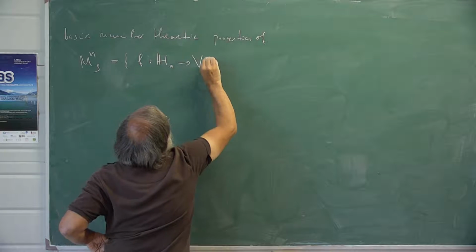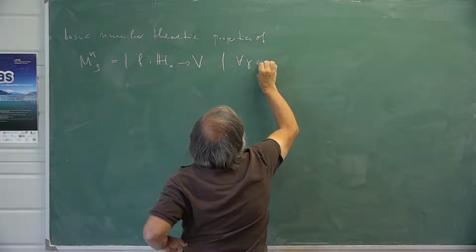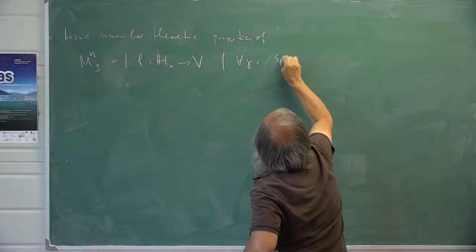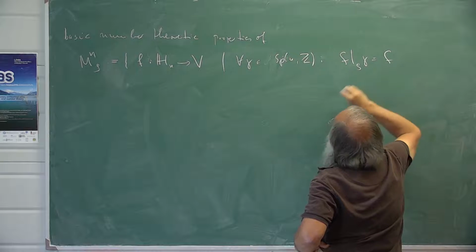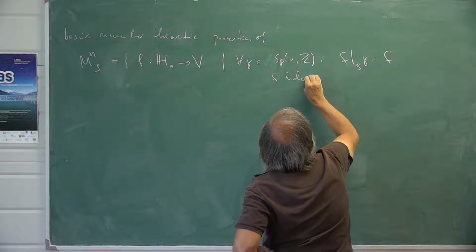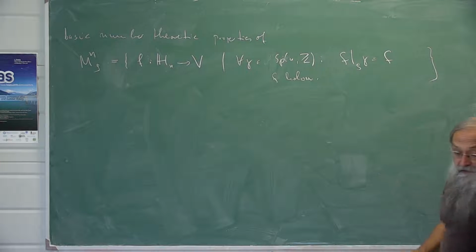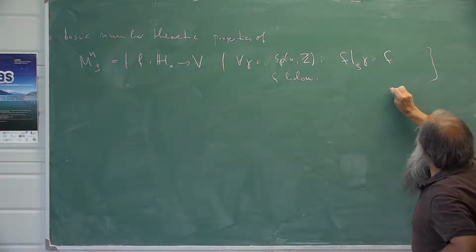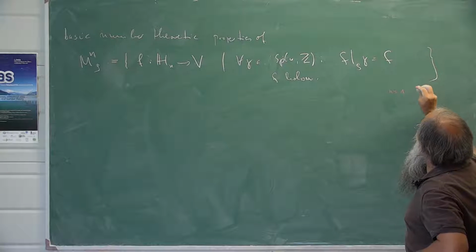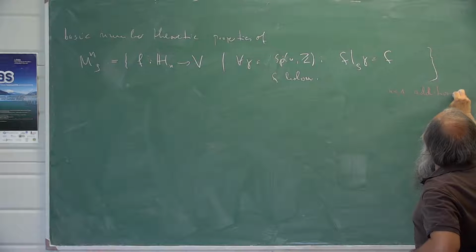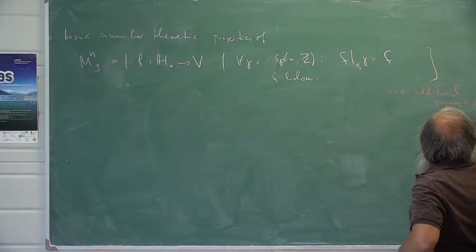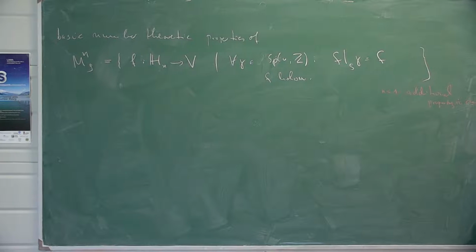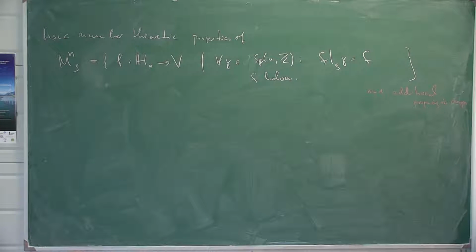Holomorphic functions F from H_n to V such that for all γ in Sp_n(Z), F|ρ γ is F, and F is holomorphic. So I have to add two things. If n is equal to 1, some additional property is needed. For higher degree, that means for n bigger than 1, we get it for free by the so-called Koecher principle. So we can ignore this.